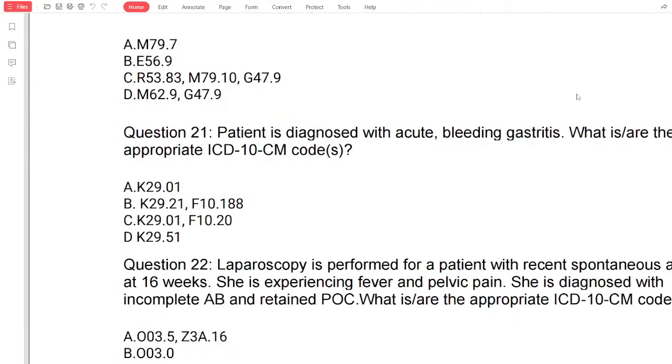Yes, Akash, very good. Correct answer, dear. Option A is the correct answer. Very good. K29.01 is the appropriate diagnosis code. So option A is the correct answer. Mohini, correct answer, dear. Option A.